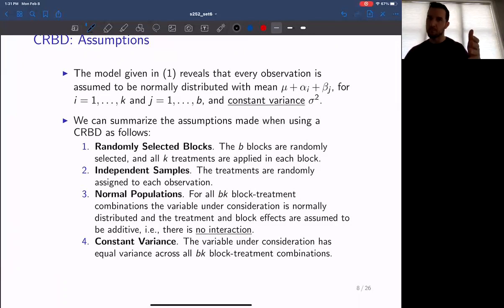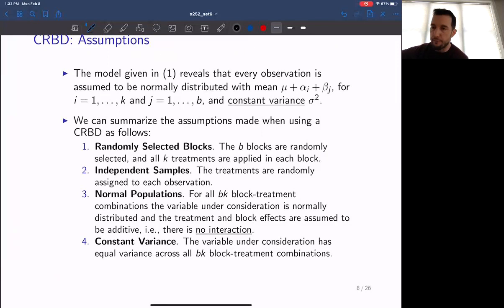But basically, we're assuming that we can say the data are randomly generated within each of the blocks. Assumption 2, independent samples. So the treatments are randomly assigned to each observation. This is the same definition as before, basically that we can assume that each collection of treatment values are independent of one another.